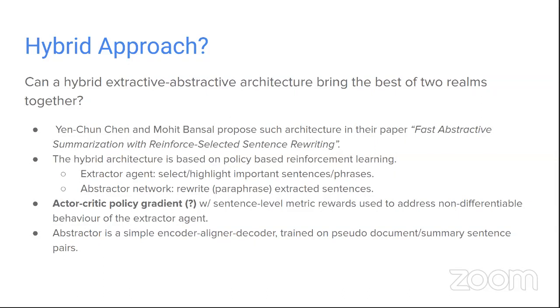And there's this interesting thing called actor-critic policy gradient, which they used for sentence-level metric rewards, because when the abstractor generates some sentence, there's no real differentiable way to compare the result with the ground truth. So we use some other network to calculate our value function, so that the policy is updated according to the estimation coming from that other network.